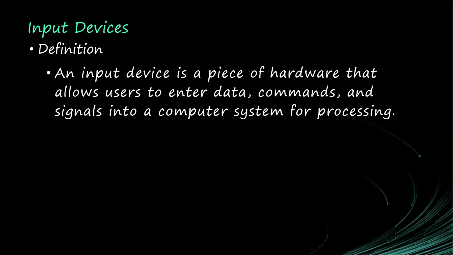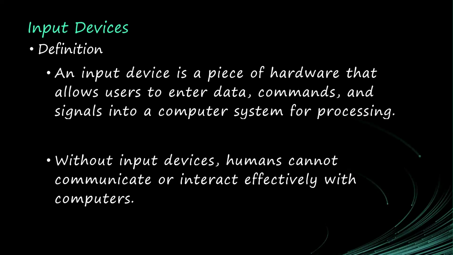So an input device is a piece of hardware, so we can touch it. It allows users to enter data, commands, and signals into a computer system for processing. It is the only way you can give data to the computer. It's the only way you can give commands or signals to the computer for processing. Without the input device, we cannot communicate with the computer. Without input devices, humans cannot communicate or interact effectively with computers.